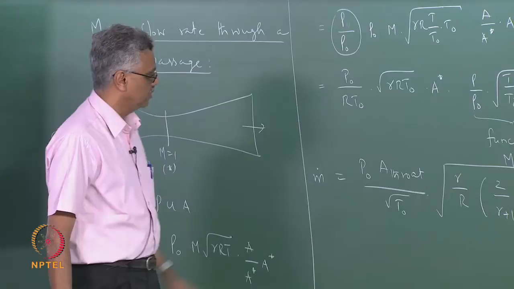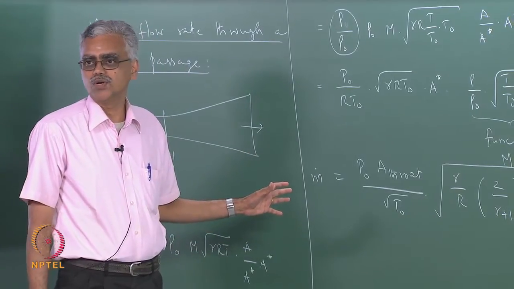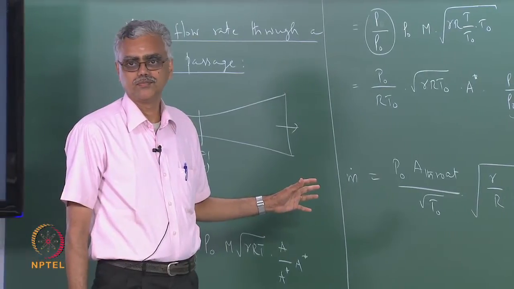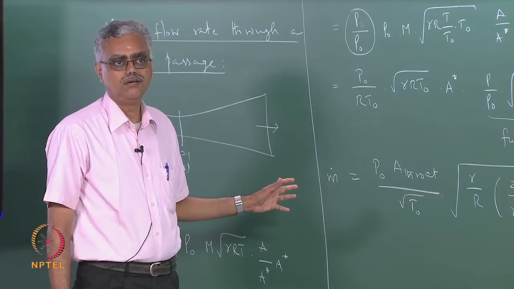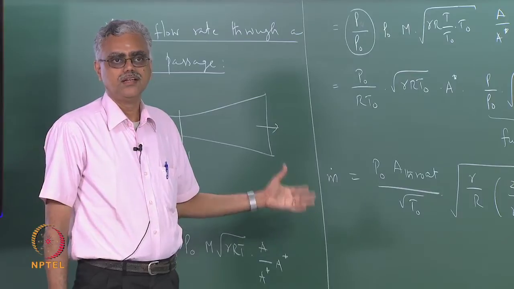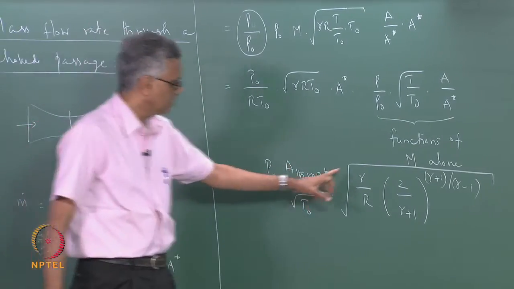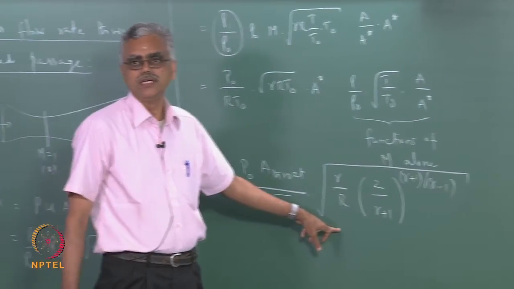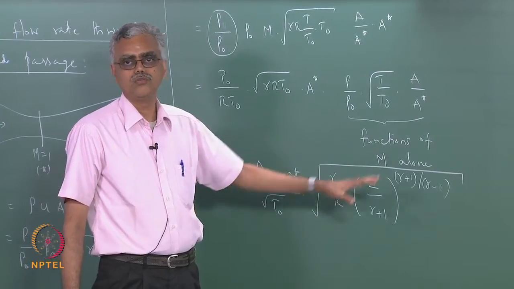Probably one of the most important or most remarkable things about this expression is what? It depends on stagnation values only. The most startling aspect is that no exit quantities or exit pressure is involved in this. It depends only on the upstream stagnation pressure, throat area, and the quantity inside depends only on the nature of the gas. That is the most remarkable thing about this.